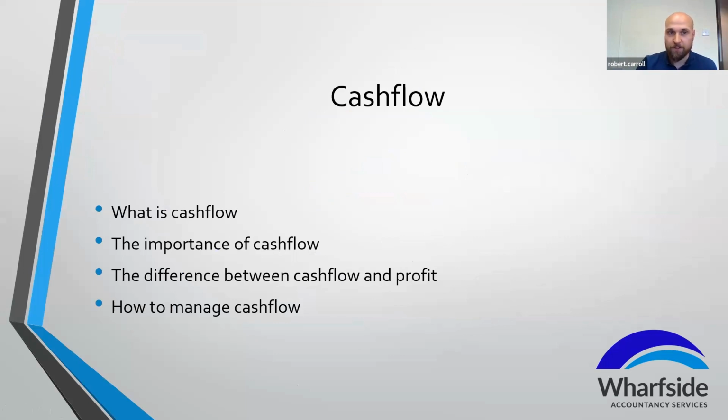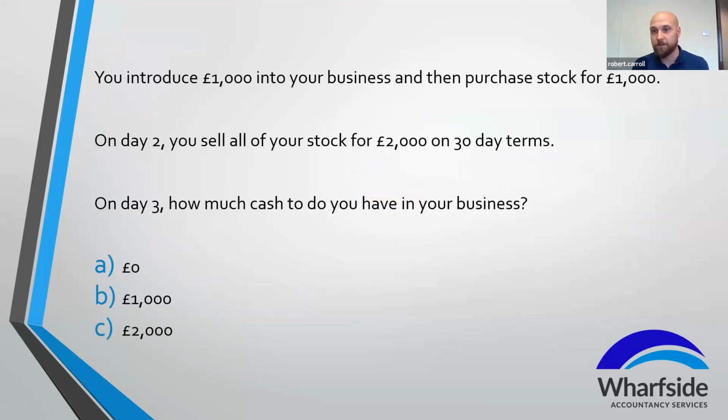I wanted to start with a question, so if anyone can jump in and answer. If you were to start a business with £1,000 and you buy stock for £1,000 and you sell it all for £2,000 the following day, but you do that on 30-day credit terms, on day 3, how much money do you have in your business? Does anyone want to jump in with an answer?